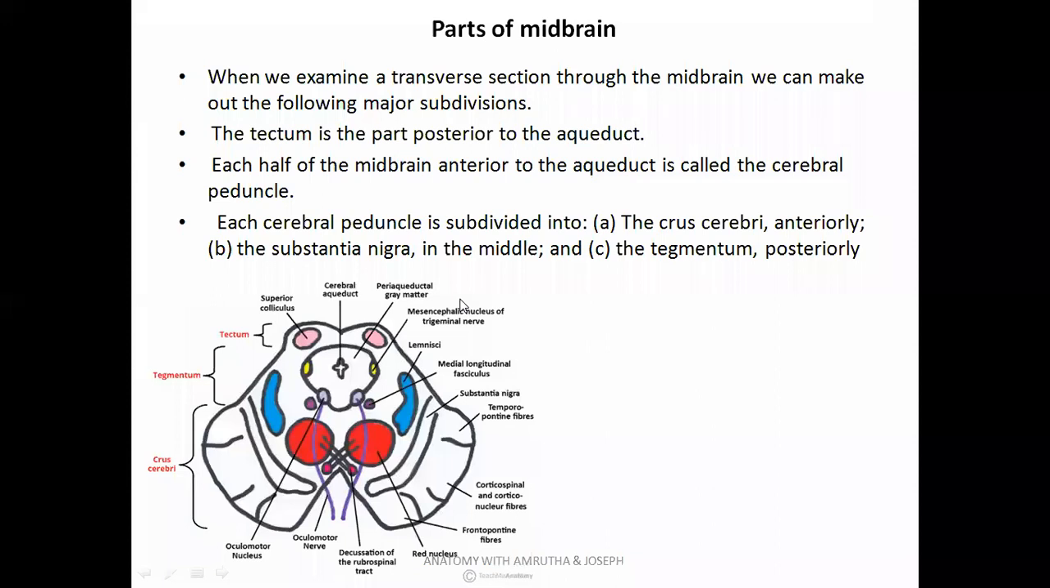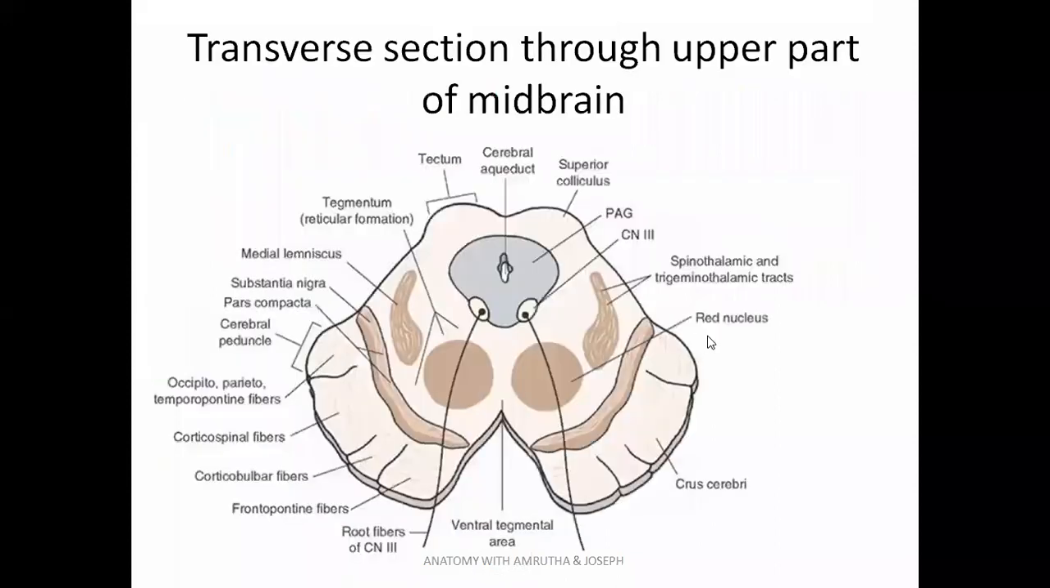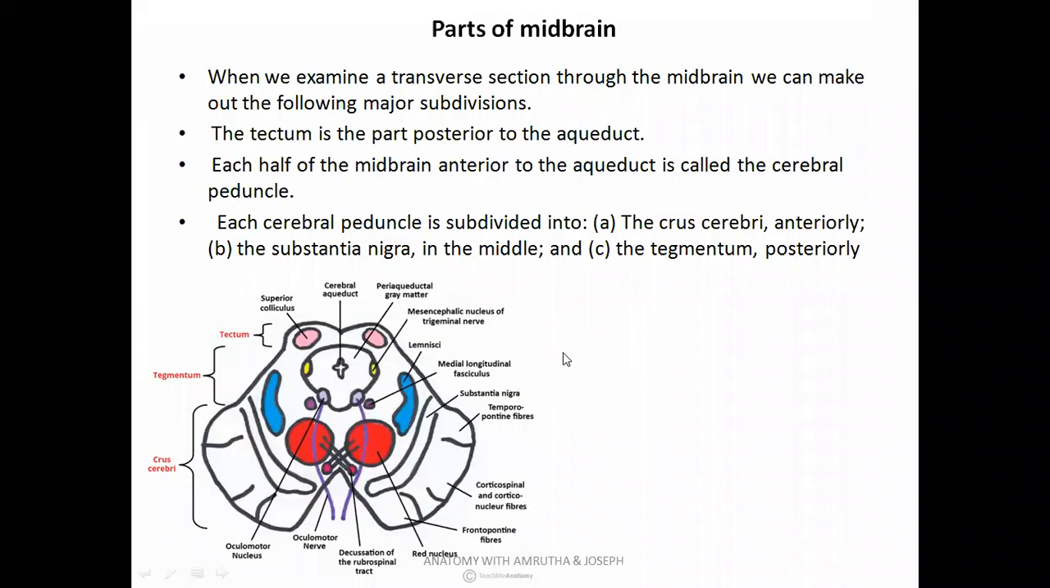So let's consider a little detail of this. This is an overview of the midbrain, how it looks. Now let's see parts of the midbrain. So you can see here again the structure of the midbrain. When we examine a transverse section of the midbrain, we can make out some of the major subdivisions. The tectum, let's see here, is a part posterior to the aqueduct. So posterior to the cerebral aqueduct, there's an area of the midbrain that is the tectum.